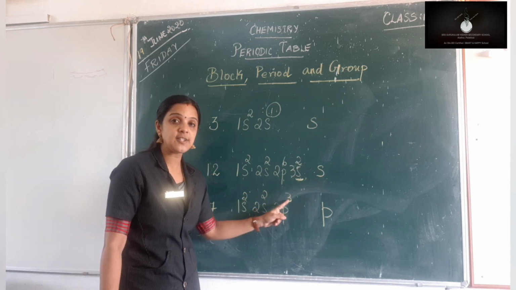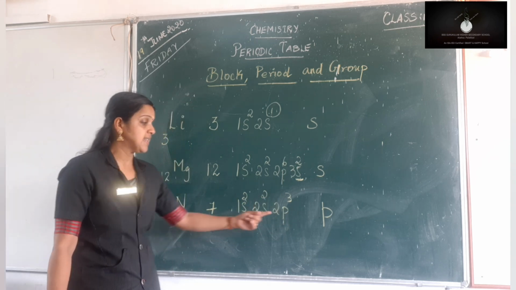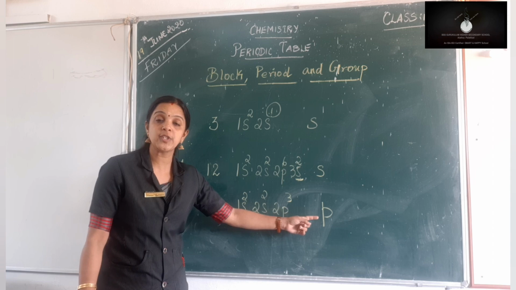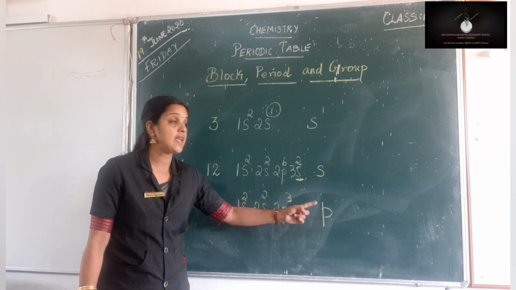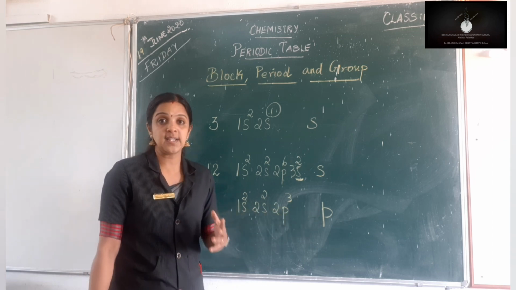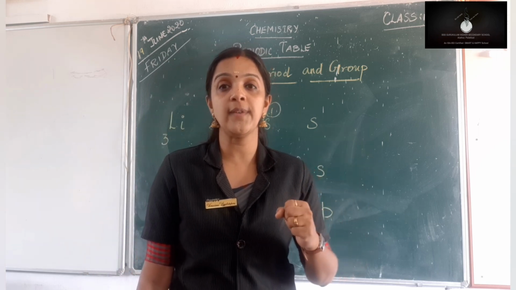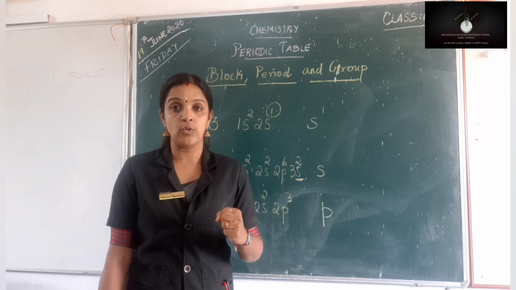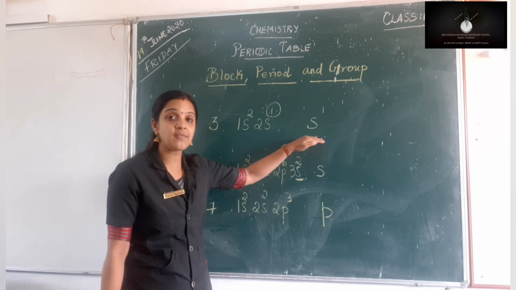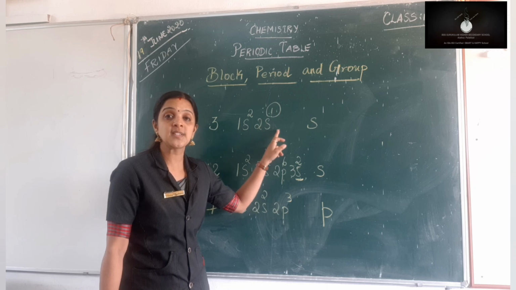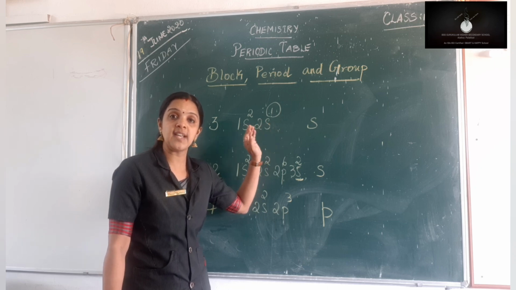Now the last electron of nitrogen is getting into P subshell, so nitrogen belongs to which block? S or P? P block. So I think now you got an idea how the block of an element can be found out, right? So the block of the element is same as the subshell to which the last electron gets added.